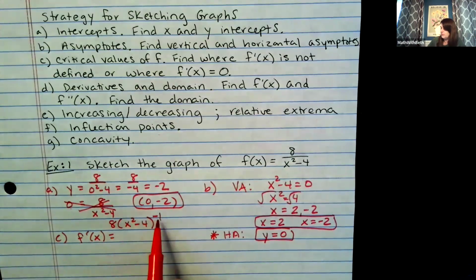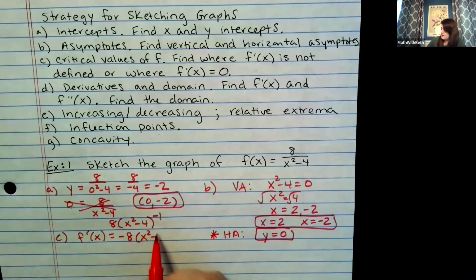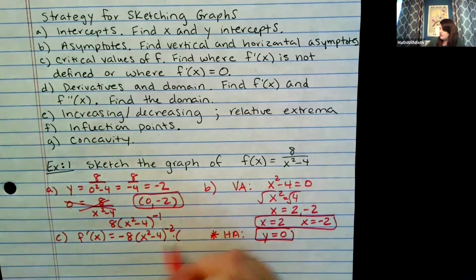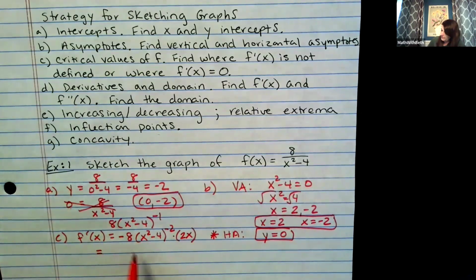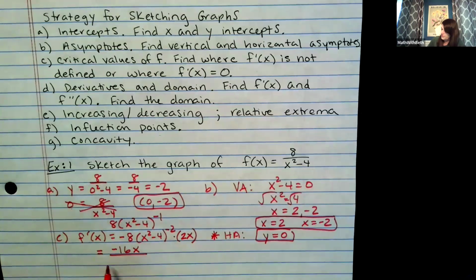So power rule, I'm going to take the -1, multiply by 8, and then subtract 1. And then I'm going to multiply that by the derivative of the inside. So basically this is the chain rule. All of that really gives me a -8 times 2x over this.